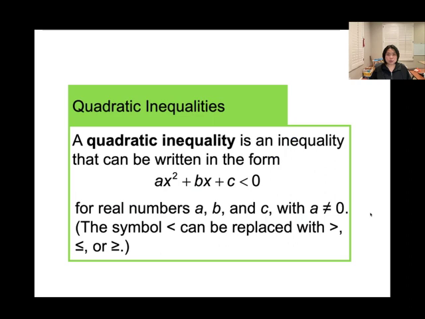Now, let's look at the quadratic inequalities. Okay, quadratic equation. This is like the standard form, ax squared plus bx plus c. But when we have an inequality, this is going to be less than, greater than, or less than or equal to, or greater than or equal to. And a, b, c are real numbers, with a not equal to 0. Okay, this is a quadratic inequality.